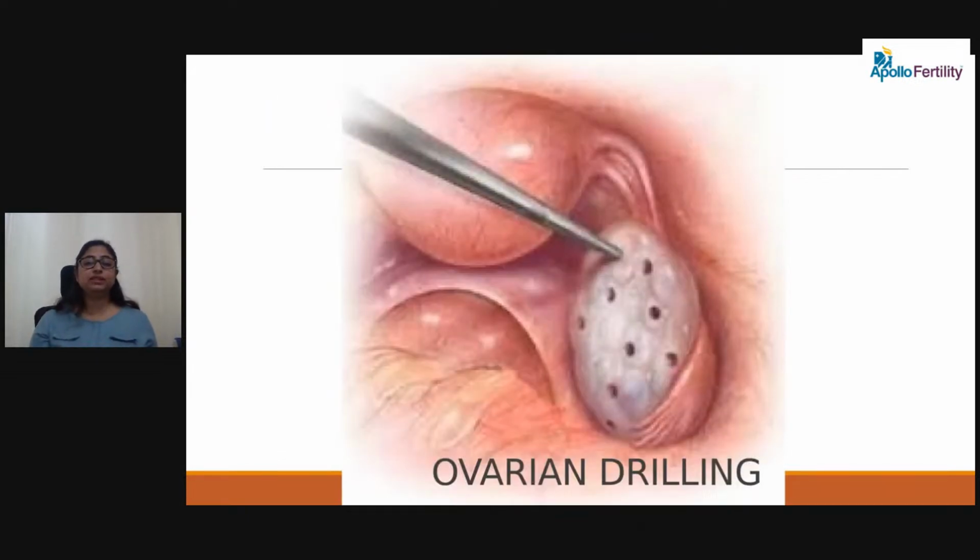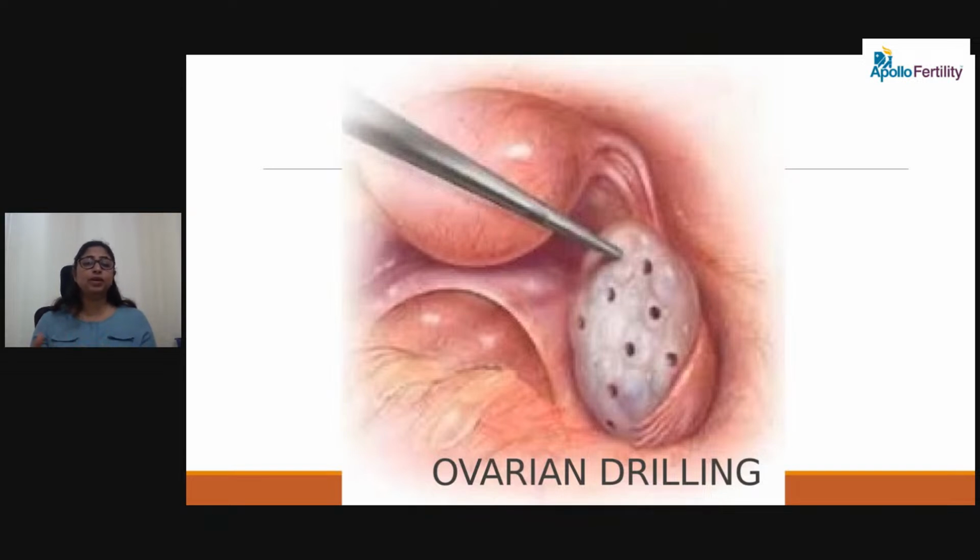Many times, if there is no response, your doctor may also advise you some surgery, which is called ovarian drilling, and it is done by laparoscopy. So, what happens in this laparoscopy? In laparoscopy, it is a keyhole surgery in which small cuts are made in your tummy, and a small, thin camera is introduced, so that we can visualize your ovaries, your tubes, your uterus, and we'll look at the ovaries.